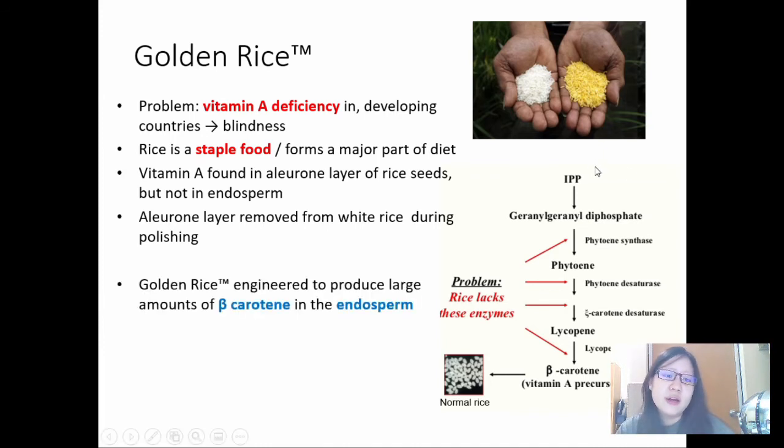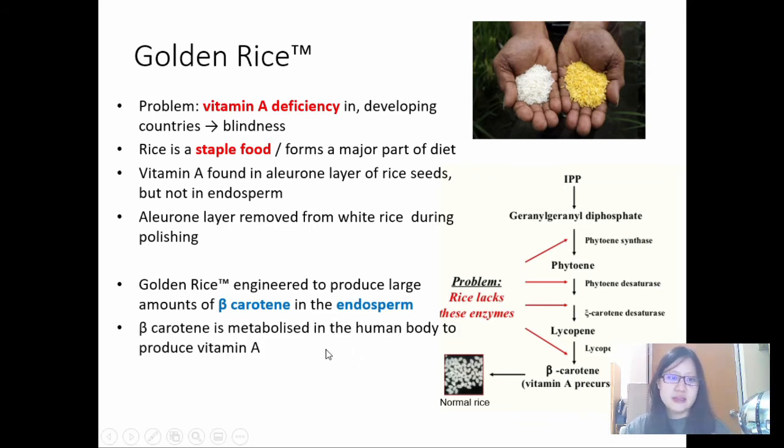So they thought to themselves, why don't we make golden rice? We make rice that is engineered to produce a large amount of beta carotene, which is a vitamin A precursor, and we want to make it in the endosperm. So instead of only the aleurone layer having vitamin A, the endosperm can now also have a precursor of vitamin A, which is beta carotene. When people eat that rice, beta carotene can be metabolized to produce vitamin A, and this increases vitamin A in the diet and can potentially solve blindness due to vitamin A deficiency.